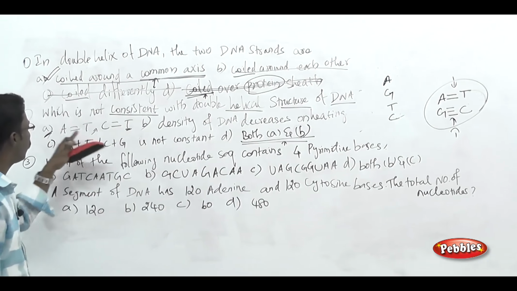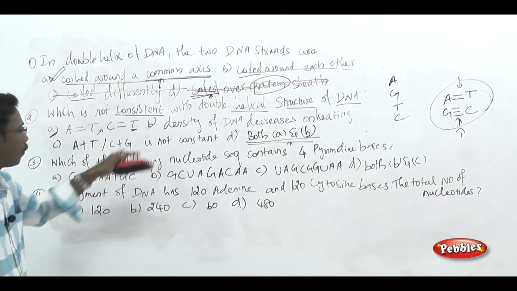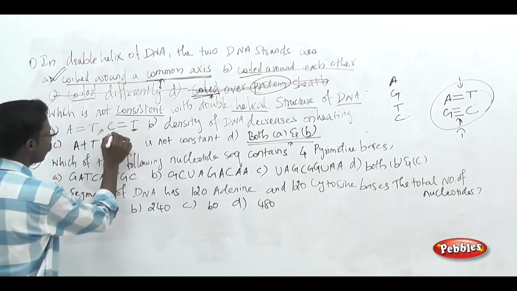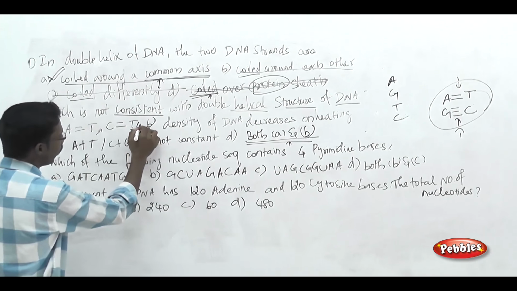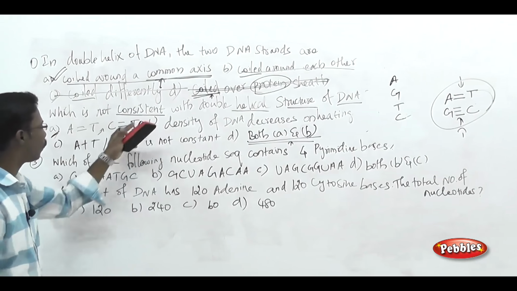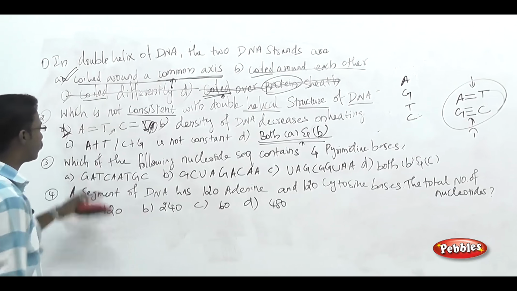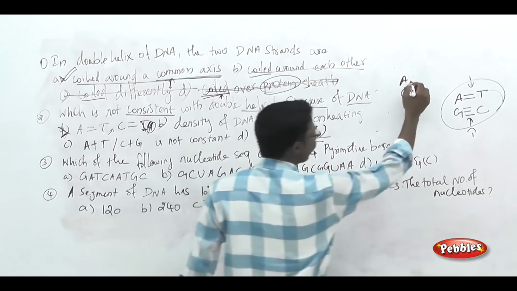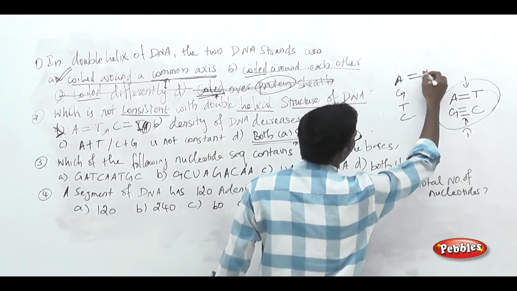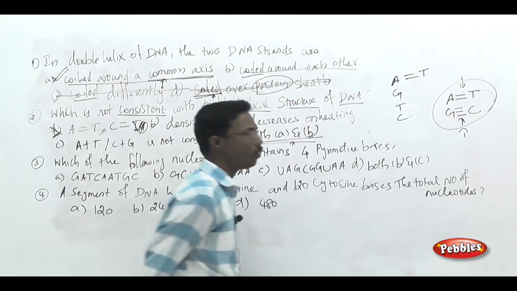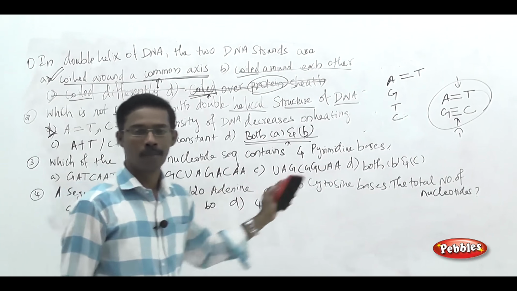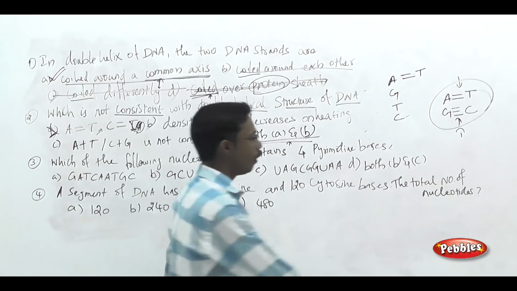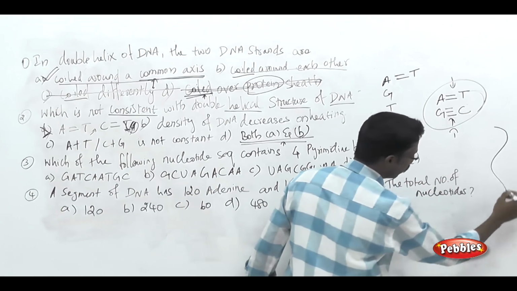Adenine equal to thymine, cytosine equal to thymine: this is not correct. Cytosine is equal to guanine, not thymine, so this is a wrong choice. Adenine equal to thymine is correct, because adenine always pairs with thymine, so the number of adenine is always equal to the number of thymine. You have to remember this.